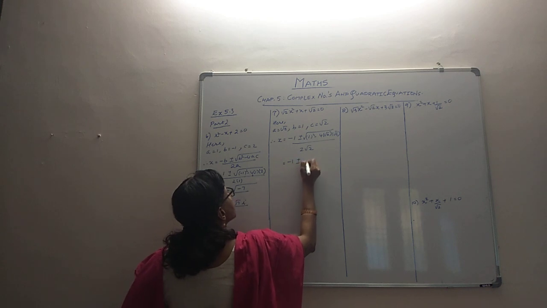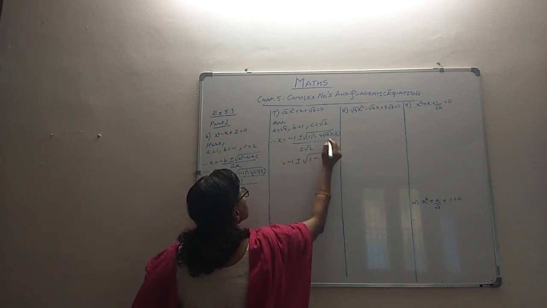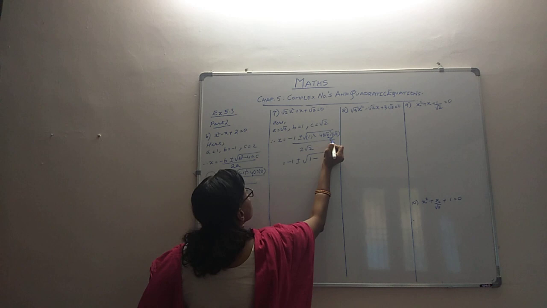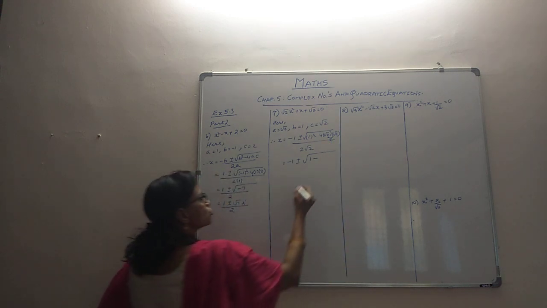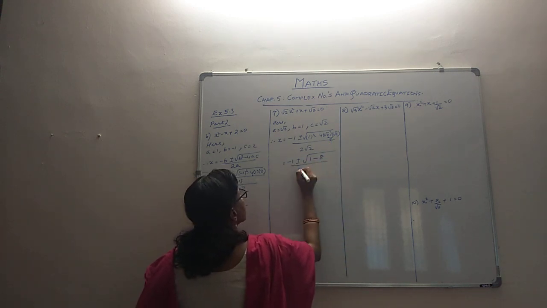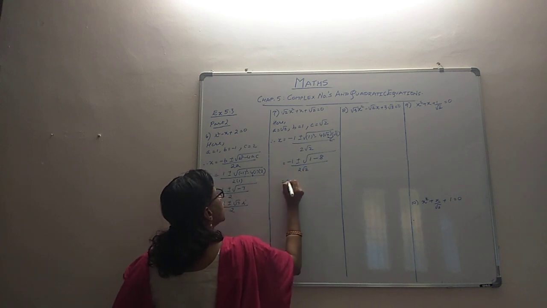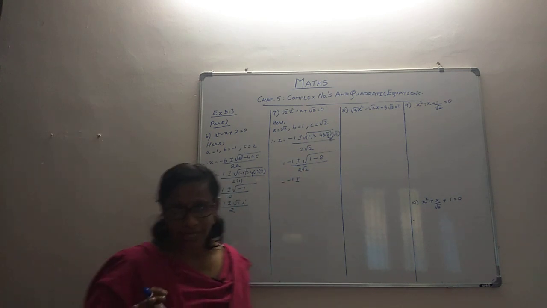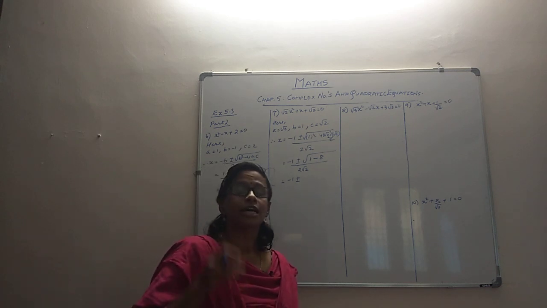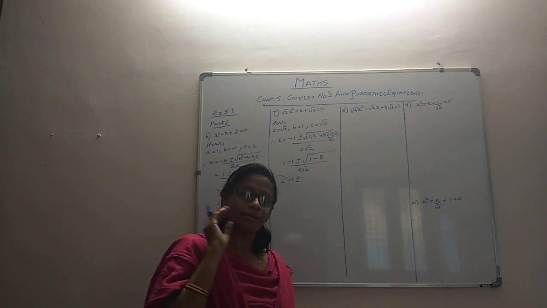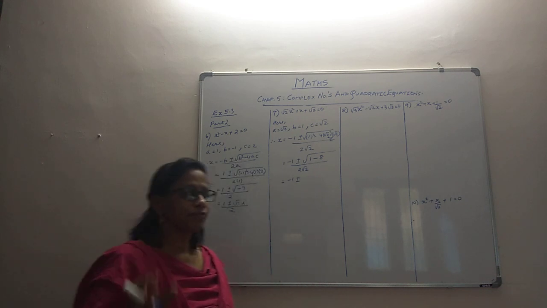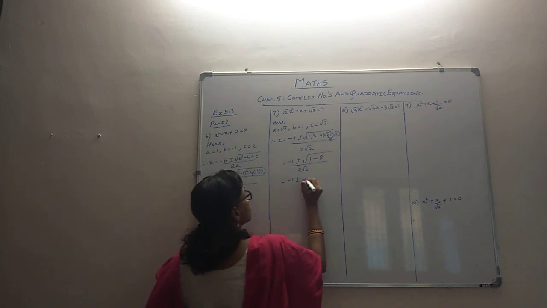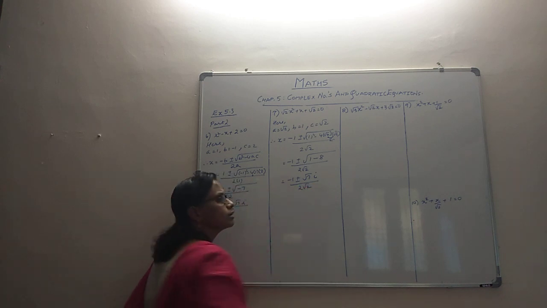So how does this work? Minus 1 plus or minus root of 1 minus 4 times root 2 into root 2, which we all know is 2. So 4 into 2 is 8, by 2 root 2. Minus 1 plus or minus root of minus 7, and root of minus 7 means we will take root 7 and root minus 1. Root minus 1 we know is i. So it comes to root 7 i by 2 root 2. That's the root.